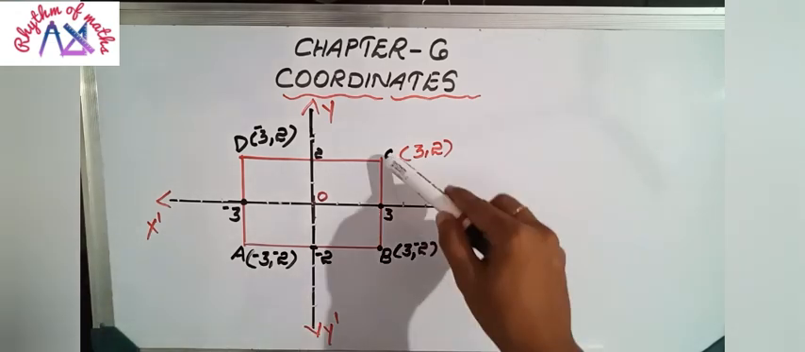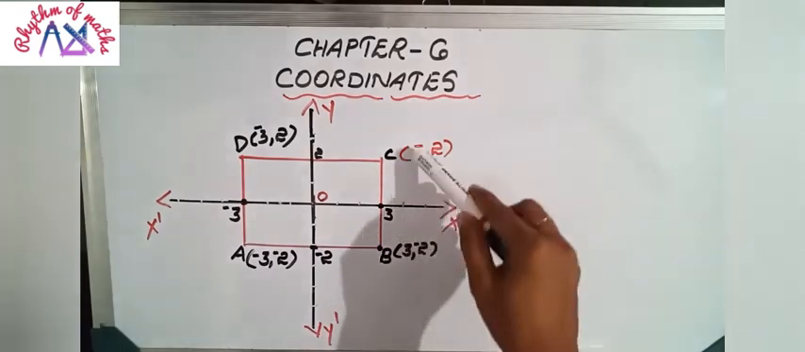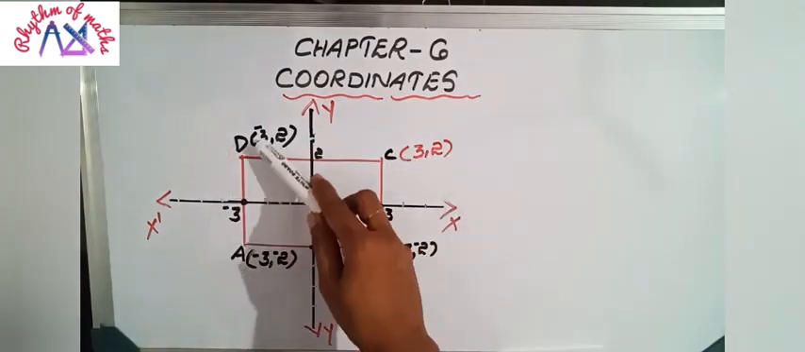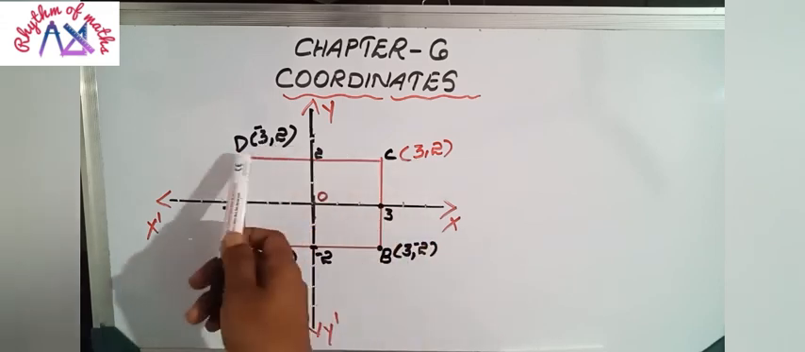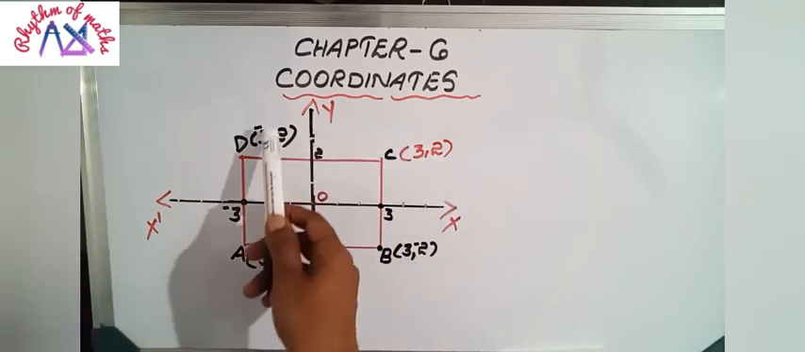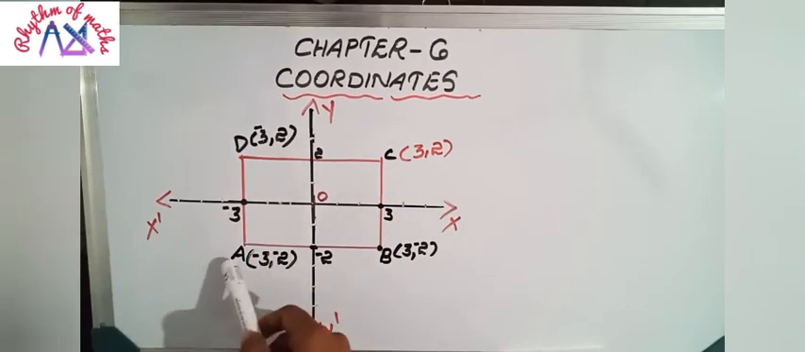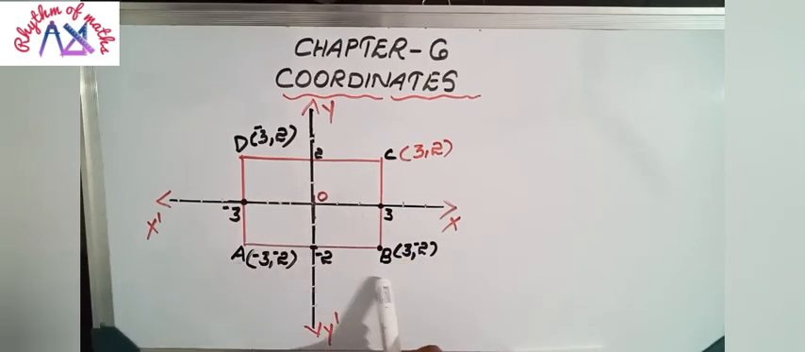Now you can check: in this line all the x are the same, and in this line also all the x are the same, minus 3, minus 3. Now in this line DC all the y are the same, 2 and 2. In this line AB, parallel to the x-axis, minus 2, minus 2. Okay, this is the answer.